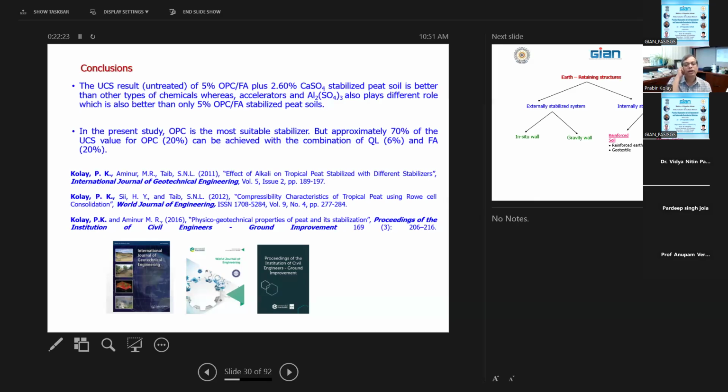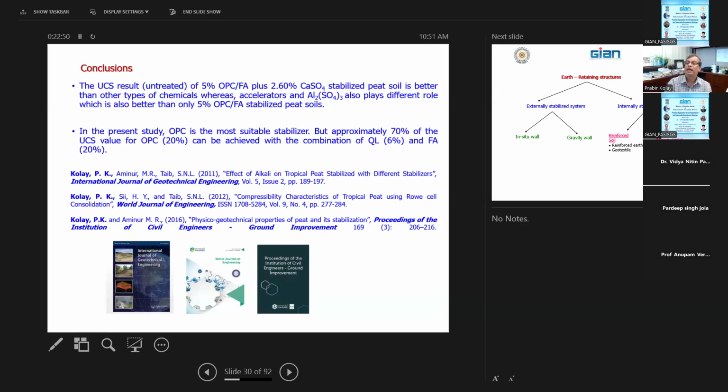And also, when you use 20% OPC, and when you use 6% lime and 20% fly ash, that will give almost 70% of the strength you get when you use 20% cement. Okay. So the first here is the untreated one. These studies I have not presented here. This is one of our other studies.